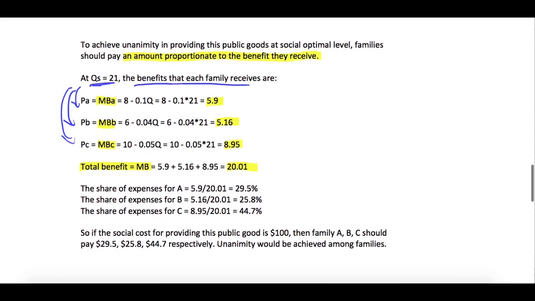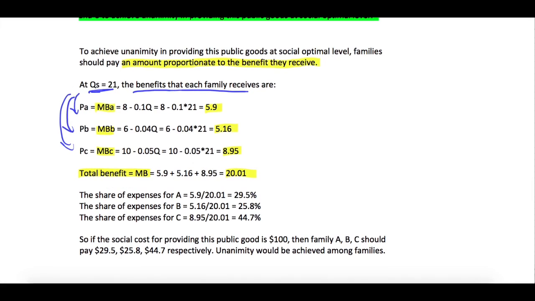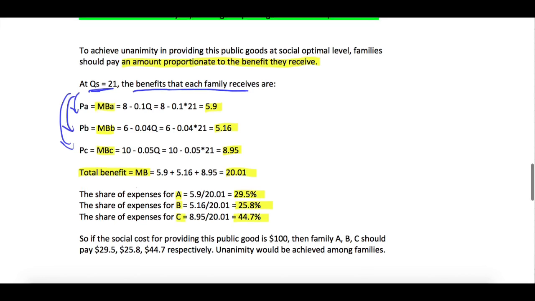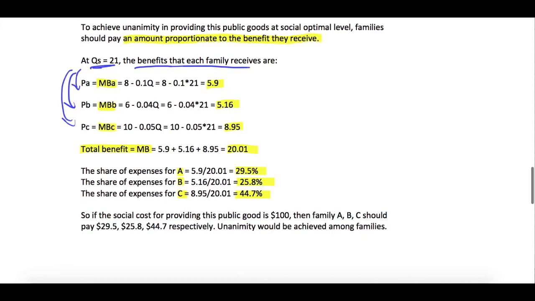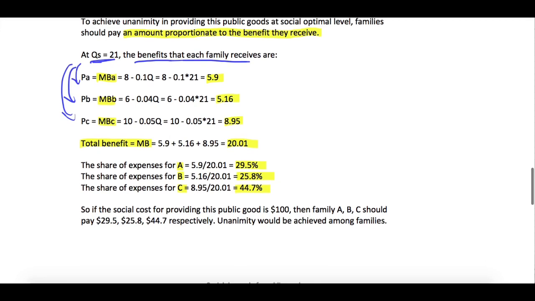And so the total benefits equal 20.01. From this you can determine the share of expense for family A is equal to 29.5%. Similarly, family B is equal to 25.8%, and family C is 44.7%. So if the social cost for providing this public good is $100, then families A, B, C should contribute $29.5, $25.8, and $44.7 respectively. And by doing this, unanimity could be achieved among families.